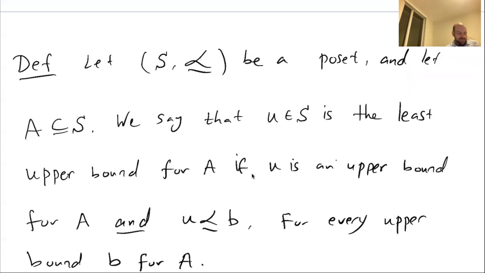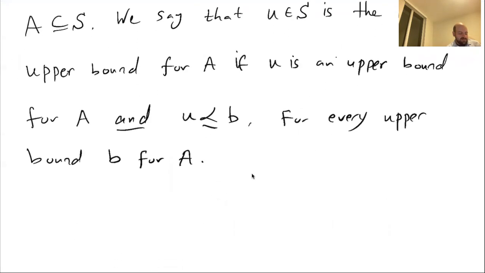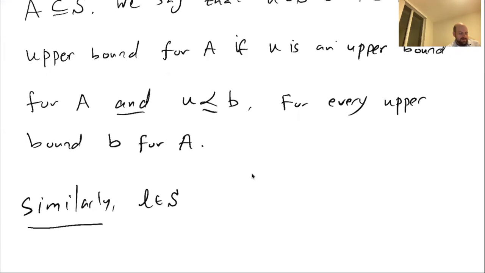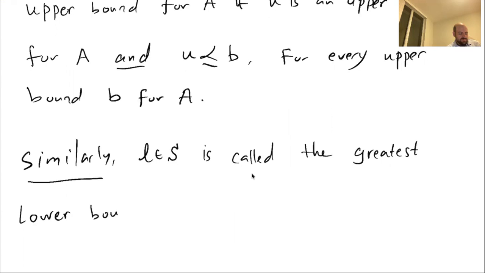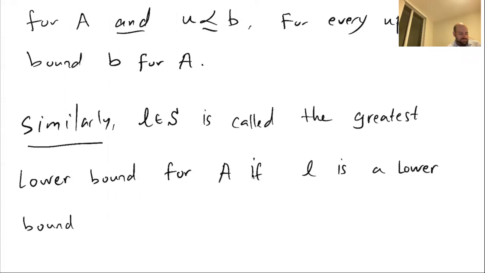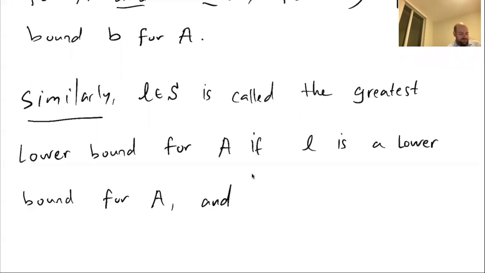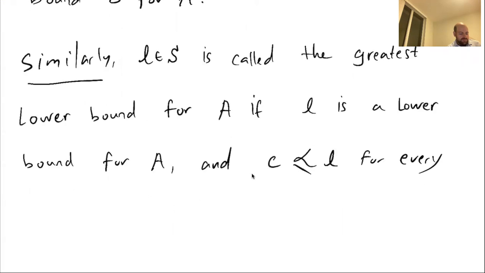Similarly, we can define the greatest lower bound for a set. Let's say L in S is called the greatest lower bound for A if L is a lower bound for A, and basically I can say C is clearly less than or equal to L for every lower bound C of A.